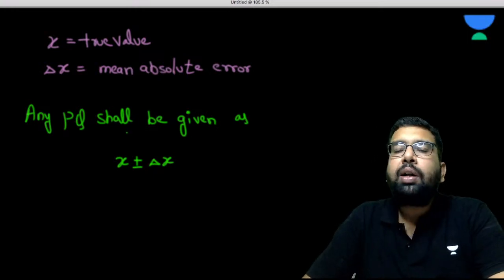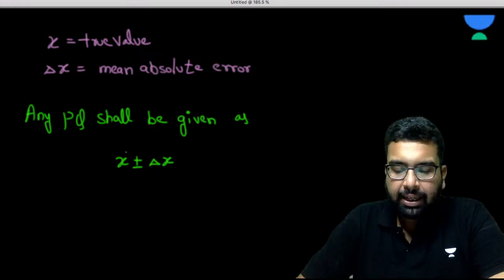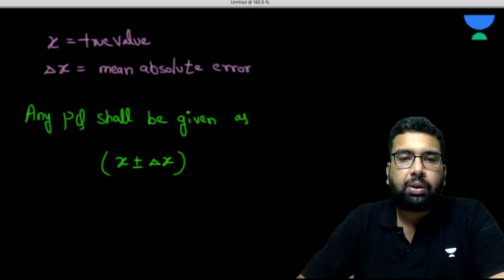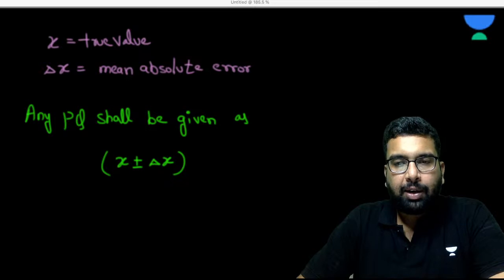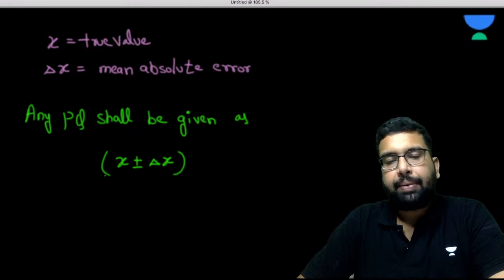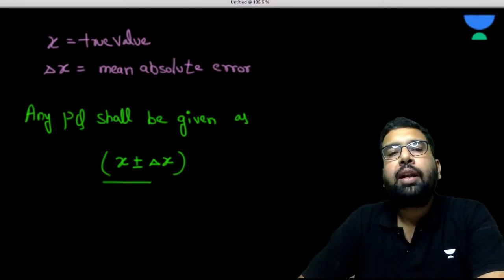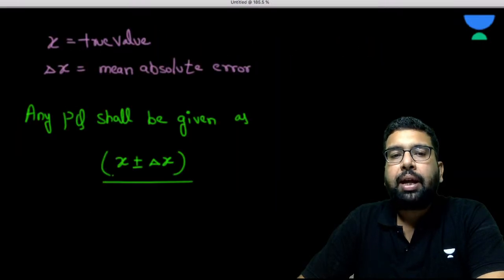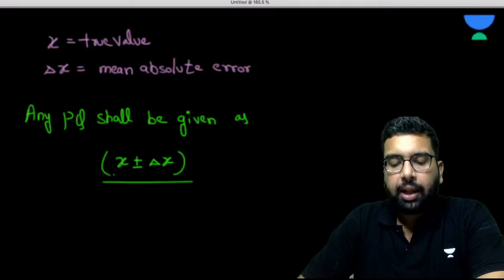So any physical quantity shall be given as x plus or minus delta x. This error can be on the positive side, which means it can be added, or it can be subtracted. Now there are a few more terms. I hope this is fine. How to calculate the true value, how to calculate the mean absolute error.